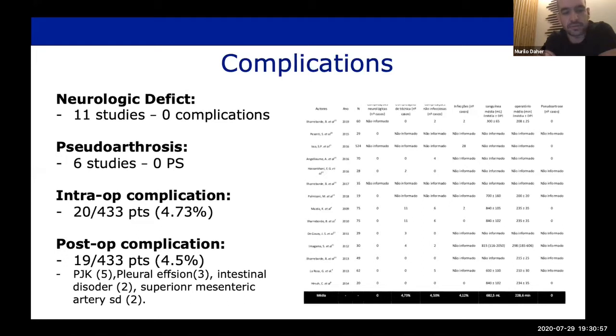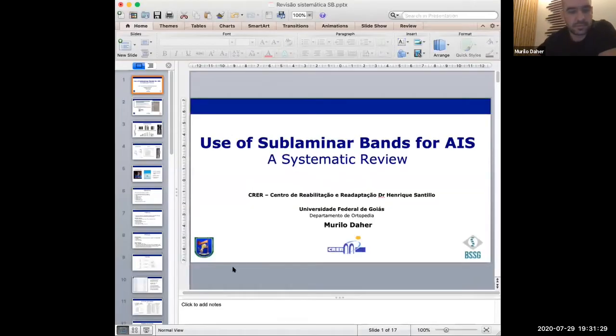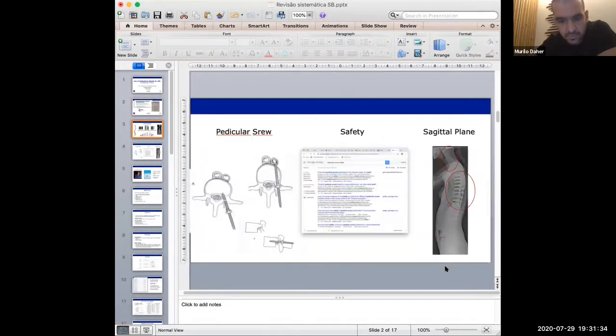Intraoperative complications were around 4.7 average, and postoperative complications were around 4.5, without cases of postoperative infection. So with this review, we can conclude that the sublaminar band is safe and allows good correction in the coronal and sagittal plane. And the mean surgical time, blood loss, and complications are average and comparable with other constructions used in the treatment of AIS. So that was what I had to present.